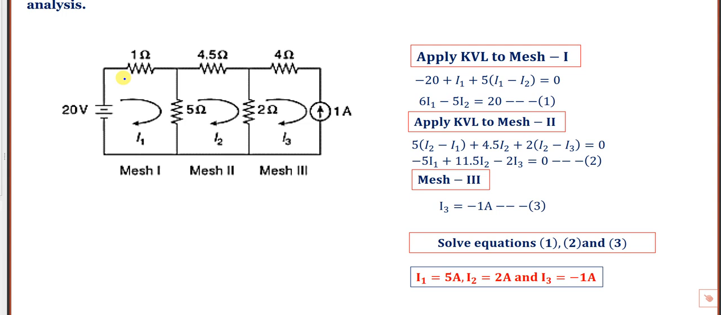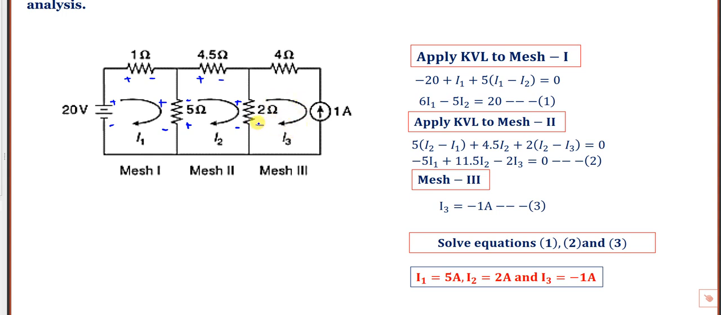So one I can get from mesh 1, I can write KVL here. I can write KVL for this mesh. We'll get equation number 1. Again, for mesh 2, I'll write the second equation. For mesh number 3, I cannot apply KVL.